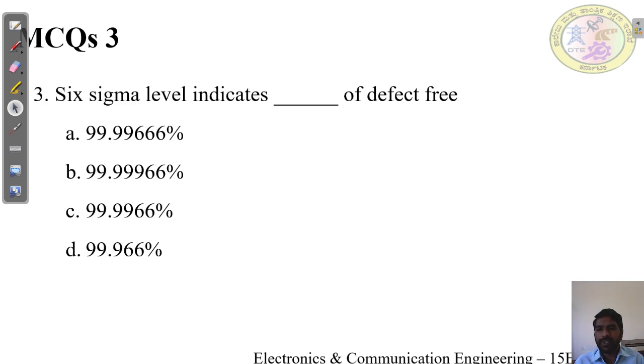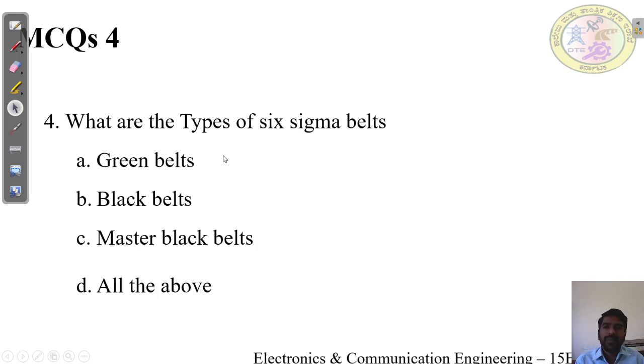The right answer for this question is 99.99966 percent, that is 3 nines... 99.99966, after the decimal 99 and 66. That is the level of indication, defect free. And what are all the types of Six Sigma belt? A. Green belt. B. Black belt. C. Master black belt. D. All the above. Pause the video and find the answer for this question.